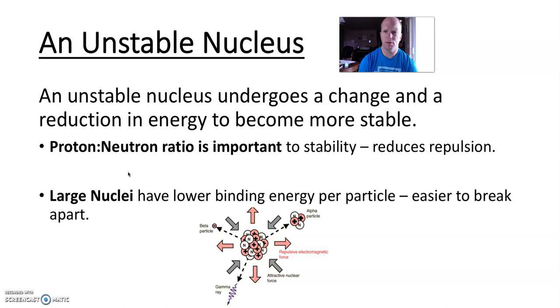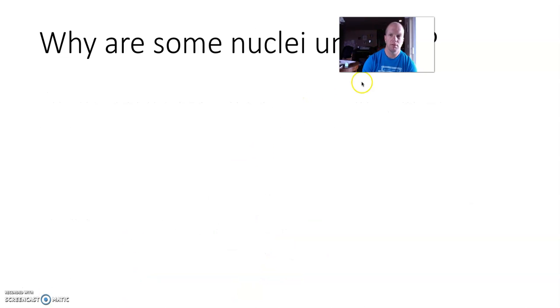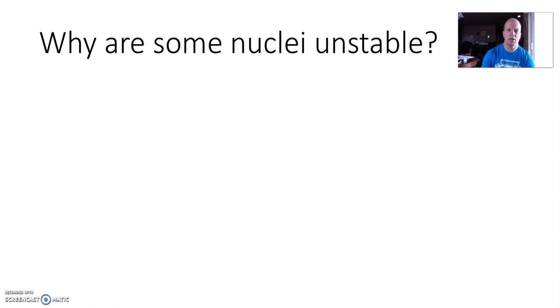So take, for example, a helium nucleus. Man, that thing is tiny. It's got 2 protons, 2 neutrons in it. There's not much that's going to blow that apart. But if we take something really large, like a uranium nucleus that has over 200 different nucleons in it, it's much easier to begin to split or break apart that nucleus because it has a lower binding energy per particle.